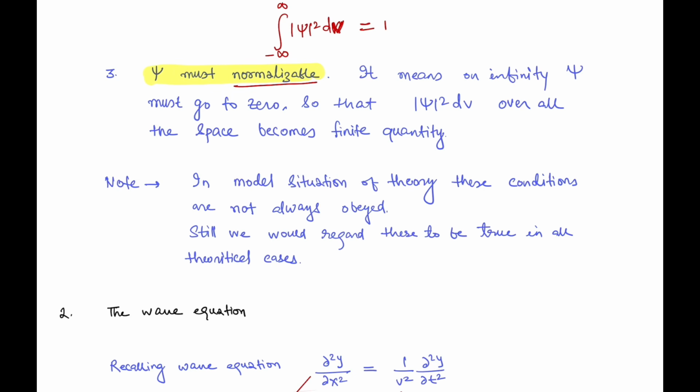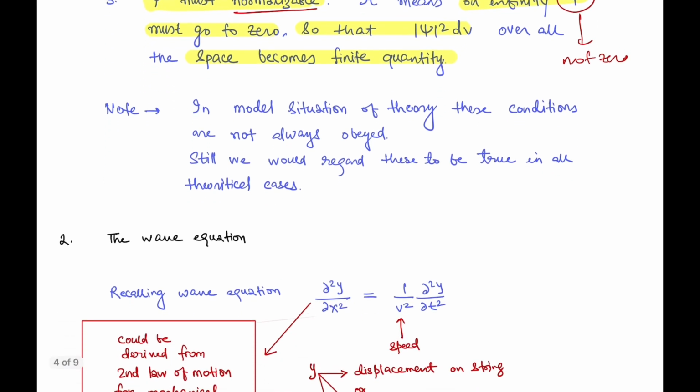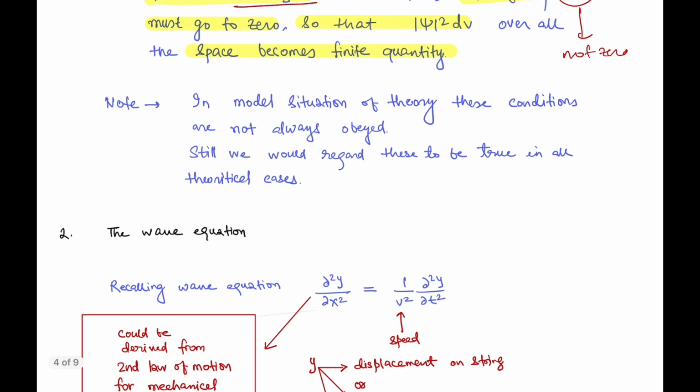It also means that at infinity psi must go to 0, so that this value over all the space becomes a finite quantity. Because if psi is not zero at infinity, then this is not going to be 1, and this is not going to be a finite quantity. That is the mathematical restriction. In a model situation of theory, these conditions are not always obeyed. Still, we would regard this to be true in all theoretical cases, because we are studying theory right now.